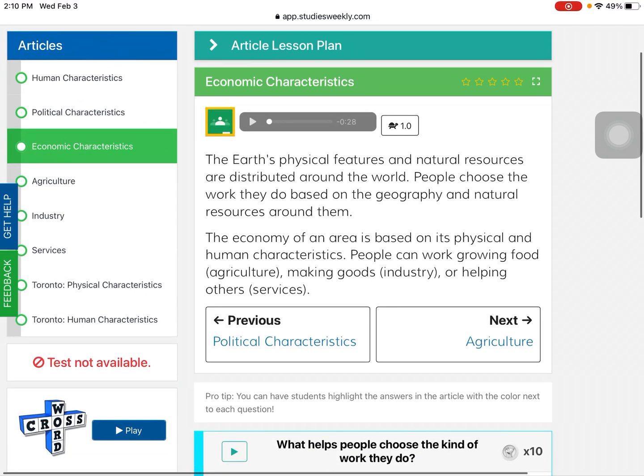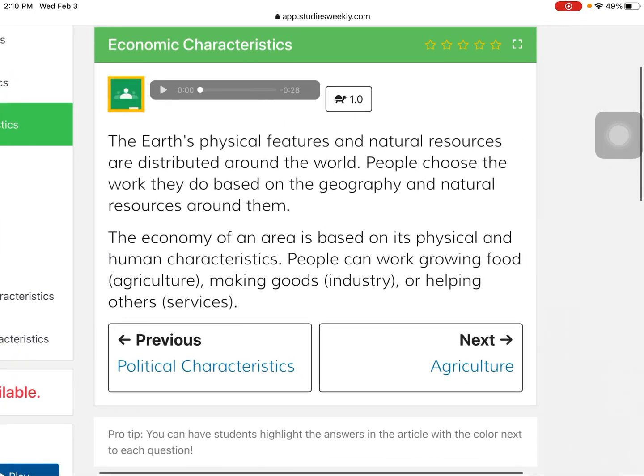I'm going to go ahead and read this short passage. The Earth's physical features and natural resources are distributed around the world. People choose the work they do based on the geography and natural resources around them. The economy of an area is based on its physical and human characteristics. People can work growing food, which is agriculture, making goods, which is industry, or helping others, which is services.